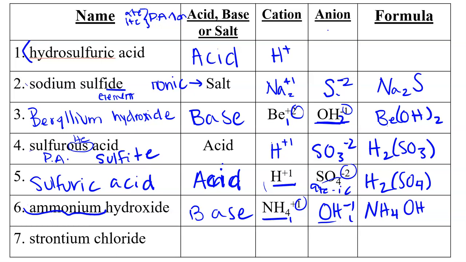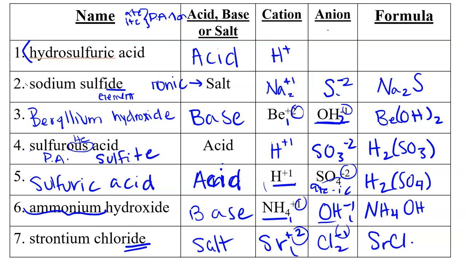All right, and then strontium chloride. I don't see hydro in there. I don't see hydroxide. So this is actually just going to be a salt. Okay, so strontium is Sr. Chloride is Cl. That IDE means it's just the element. Okay, strontium has a charge of positive 2. Chloride has a charge of -1. I'm going to bring that 2 down here, that 1 down here. This is SrCl2.